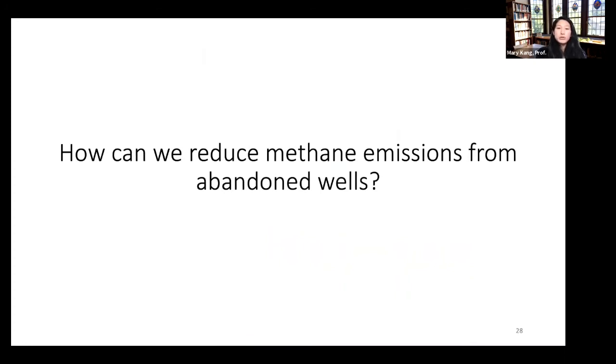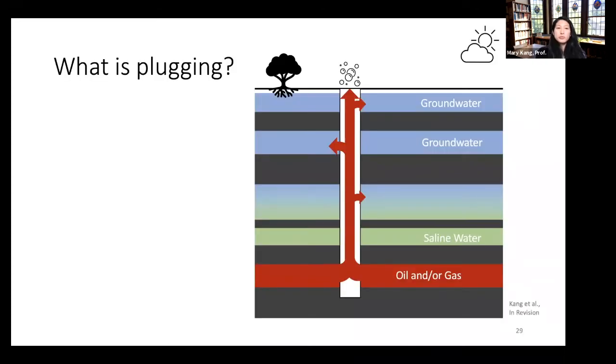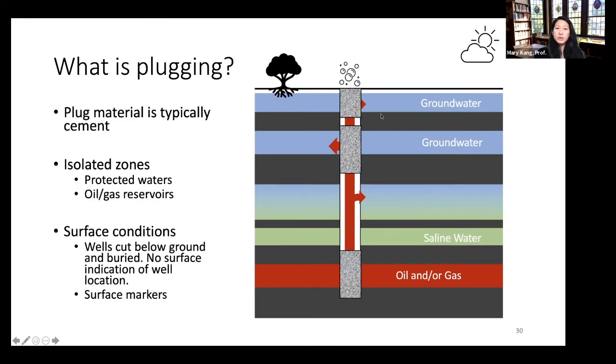So how can we reduce methane emissions from abandoned wells? Now I'm just going to talk a bit about plugging here. We have these different layers of rock containing different types of fluid, and you have a well that's drilled through and connecting so that you can get oil and gas to the ground surface. But of course, if there are any issues with the well integrity, then you could have leakage into saline water and groundwater. So to prevent that, you would isolate zones.